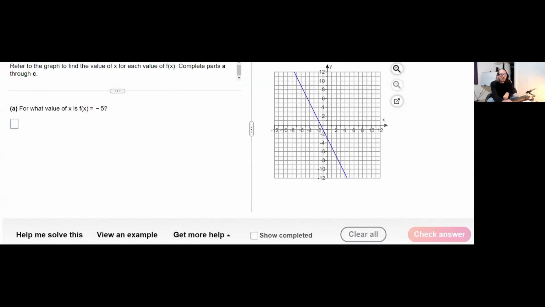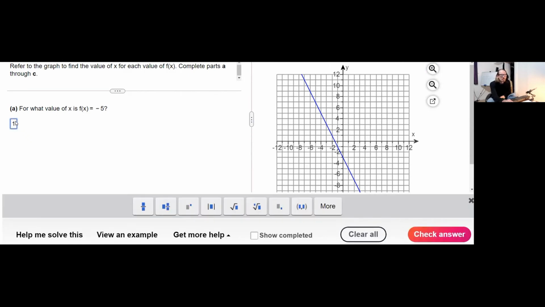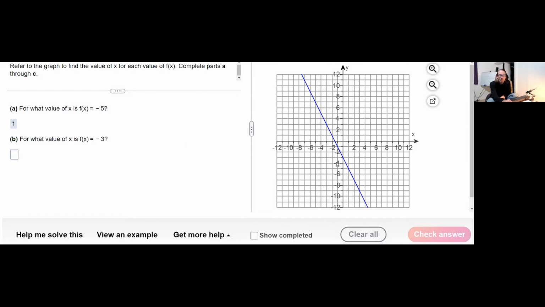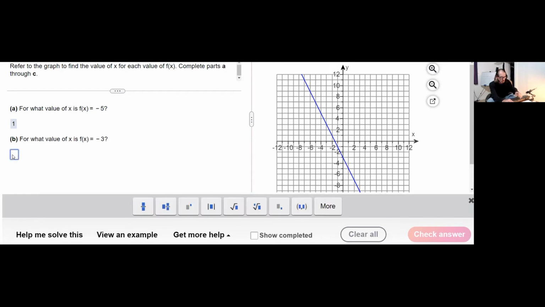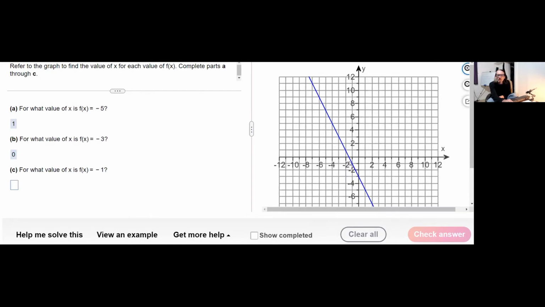Okay. Now here they're not asking us to put in a value for x. They're telling us that we have obtained a y value of negative 5. So let me enlarge this. When y is negative 5, it looks like it's matching up with x equaling 1. When y is equal to negative 3, looks like it's matching up with x equaling 0. When y is negative 1, it looks like we're getting x equals negative 1.